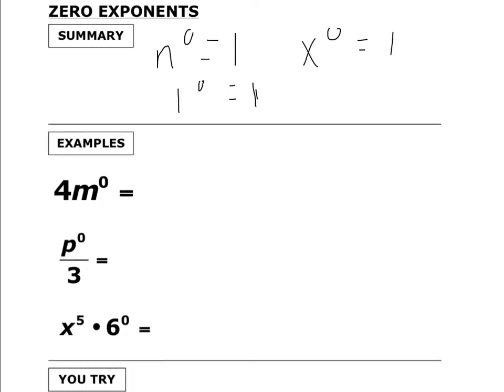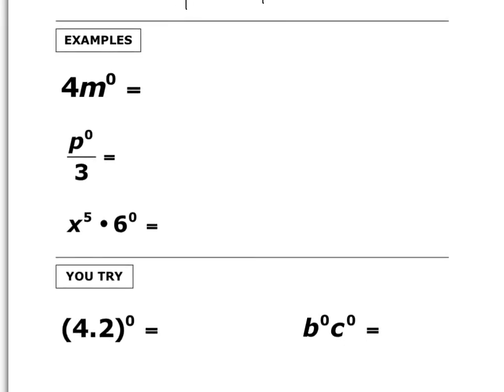Let's go over a few examples. We have 4m to the 0, and the first thing you must know is that your variable to the exponent is separate from the number out front. So you've got to separate it out a little bit. Think of it as m to the 0, which is just 1. So we've got 4 times 1, and of course that is 4. Make sure you don't include that coefficient out front. It's separate from the variable and its exponent.